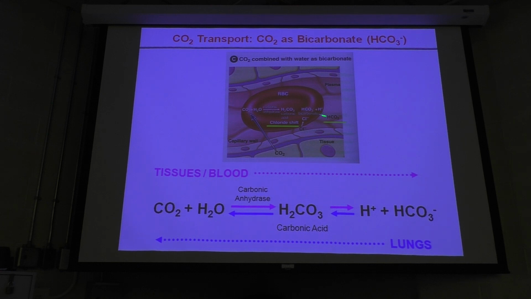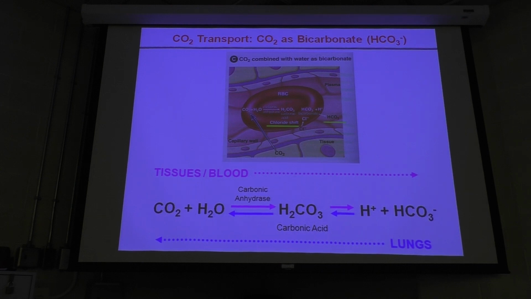Whereas, because you're losing a negatively charged ion from the cell, to maintain the cell as being electrochemically neutral, you have this chloride shift: as the bicarbonate ion leaves the cell, a chloride ion will shift into the cell to maintain this electrochemical balance.